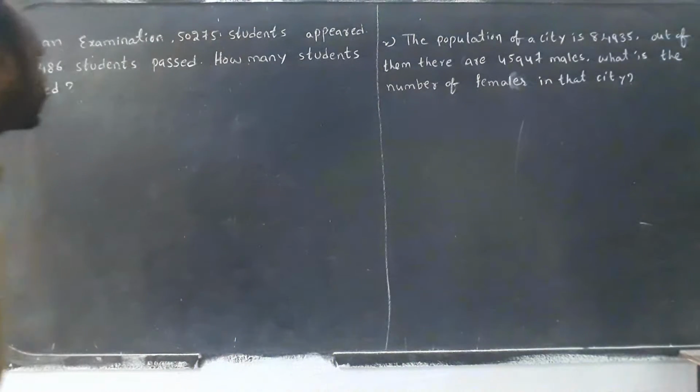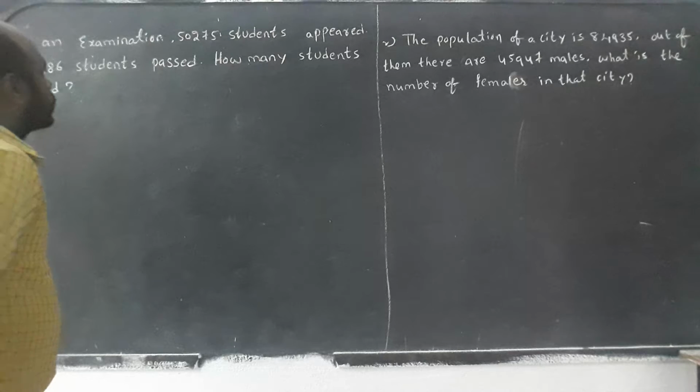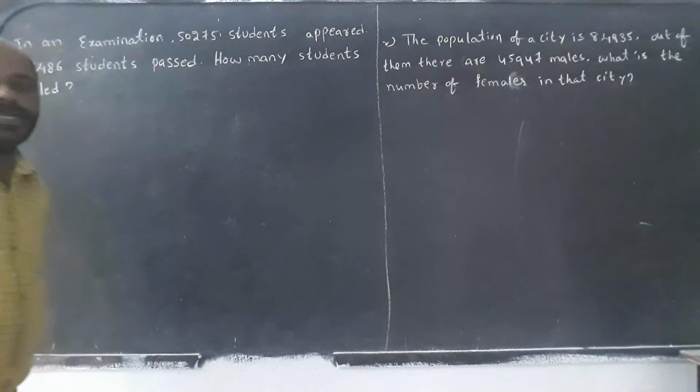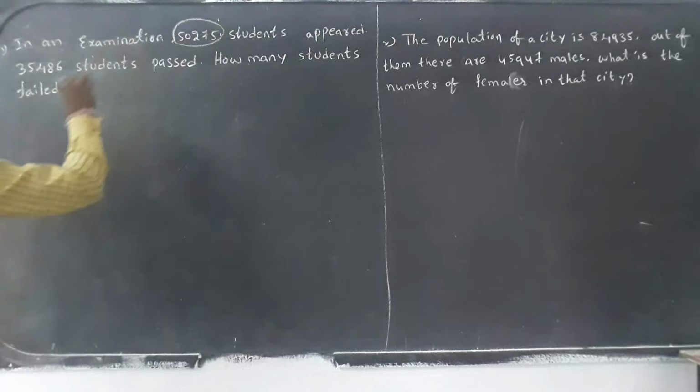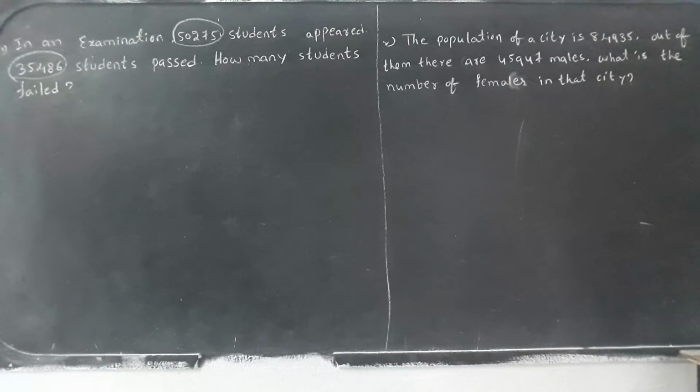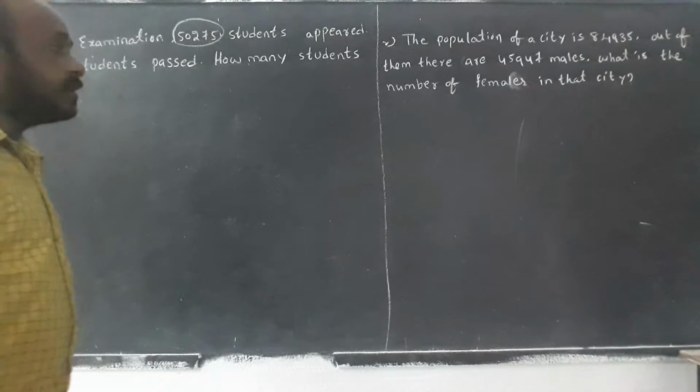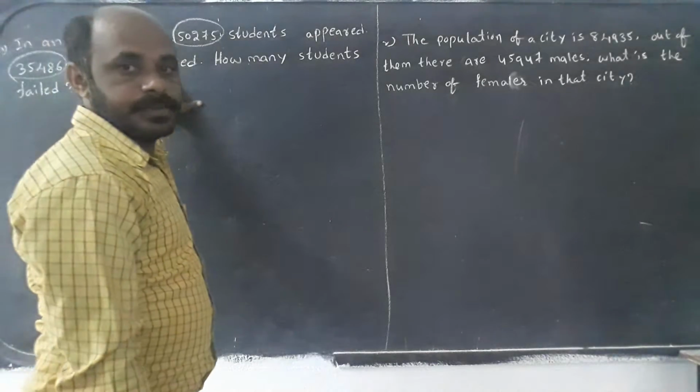See here, in an examination, 50,275 students appeared. See children, total number of students who appeared in the exam means they wrote it. How many are there? 50,275 they wrote in the examination. The second one, 35,486 students passed in the examination. These are the passed students.